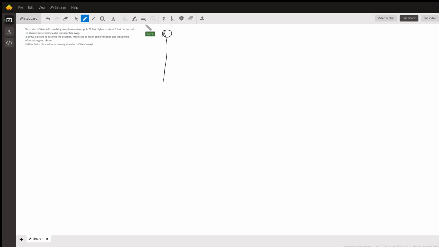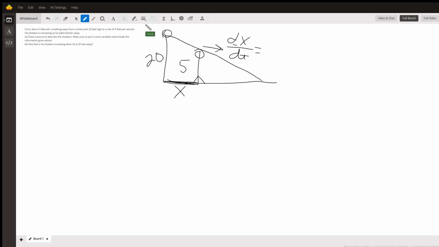Here's a street pole. That's the light. It's 20 feet high. Here's Chris. He's 5 foot high. As Chris is walking away from the pole, the distance between Chris and the pole is x, and it is increasing by dx/dt, and that equals 3 feet per second. This is 20 feet, and this is 5 feet.